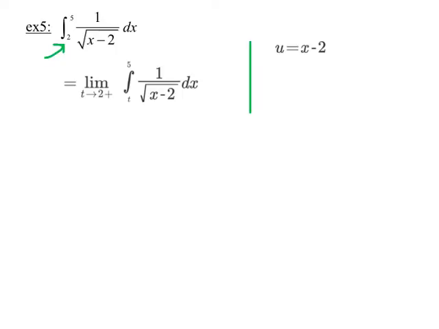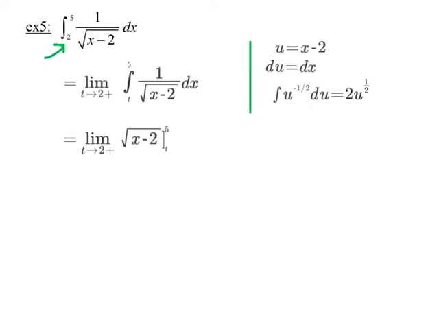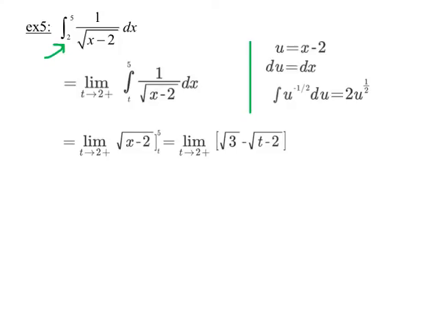So let's see what that would look like. We'd let u equal x minus 2, and then du would be dx, and when I make the substitution, I'd have the integral of u to the negative 1/2 du, because that's my 1 over square root of u. Then when I integrate, I will get 2 u to the 1/2, increase the exponent by 1 and divide by the new exponent, which is 2 times square root of u. I'm doing that exclusively on the side, and then I'm going to come back to my limit, and I will have the limit as t approaches 2 from the right of 2 square root of x minus 2 from t to 5, and if I do upper minus lower, it's going to look like this: the limit as t approaches 2 from the right of 2 times square root of 5 minus 2, or square root of 3, minus 2 times square root of t minus 2.